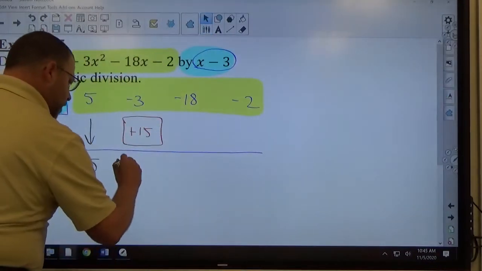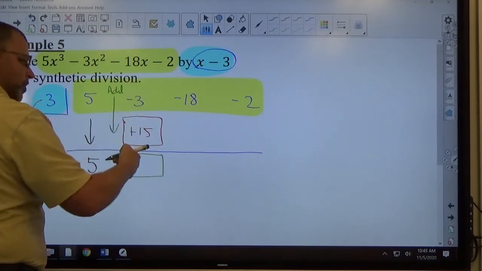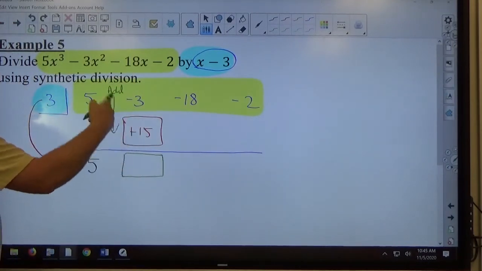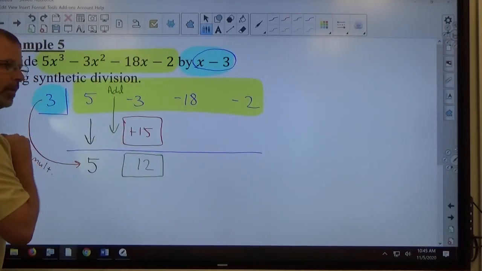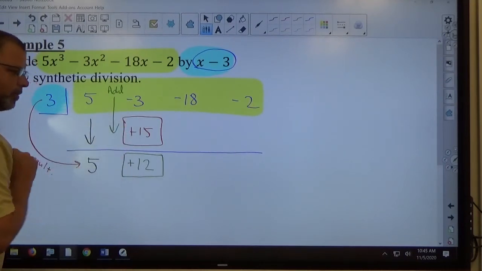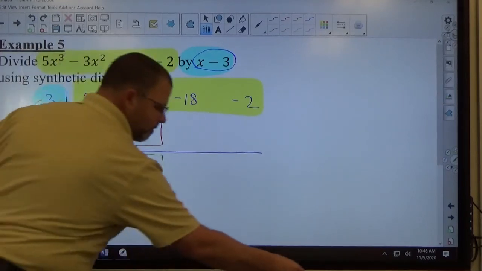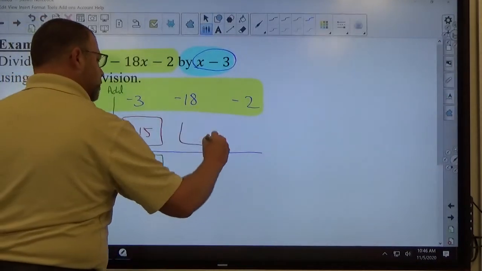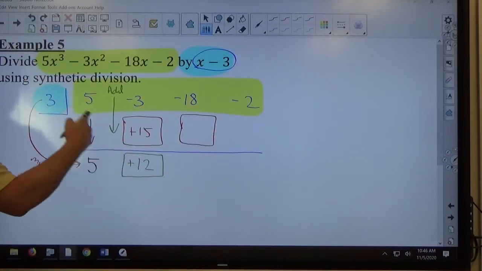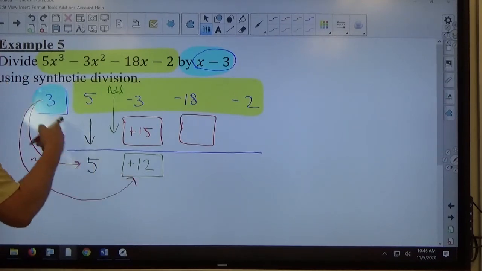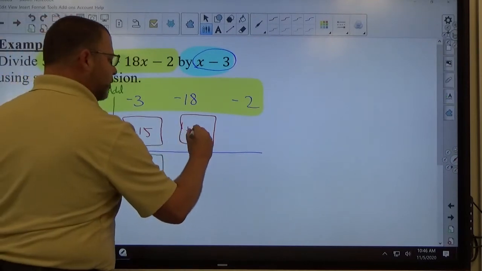To get the number that goes down here, I'm going to add the numbers in this column. Negative 3, add algebraically. Negative 3 plus 15, the signs are different, so I subtract. 15 is bigger than 3, so it's positive. All right? So I need to get my next number over here. I'm going to multiply 3 times 12. Again, I'm always multiplying this times the next number over to get the next number up. Positive 3 times positive 12 makes positive 36.